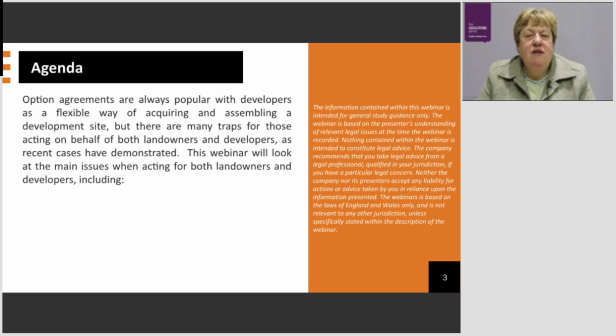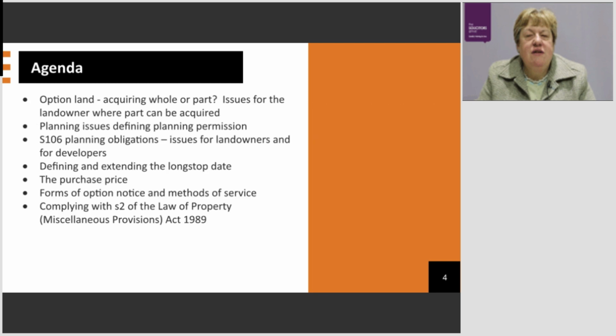as recent cases have demonstrated, and I'm going to be looking at the main issues today when acting for both landowners and for developers, including option land. Should the developer be able to acquire the whole or part only of the option land? And there are issues for the landowner where part only can be acquired.